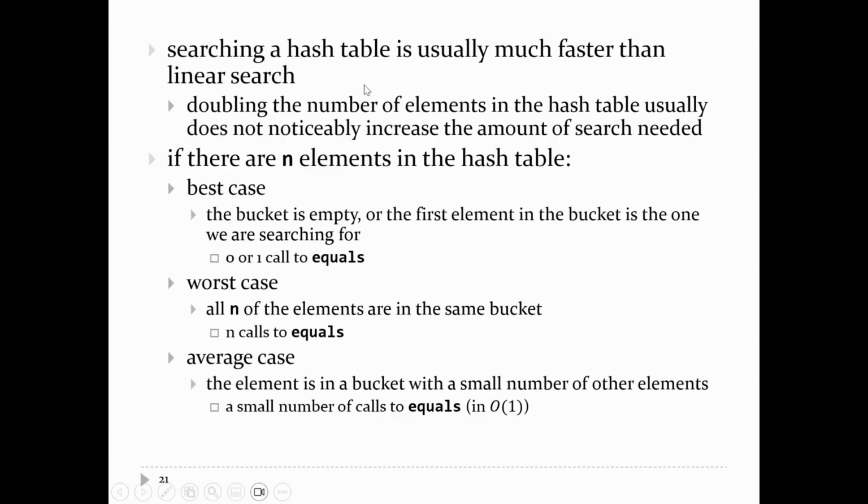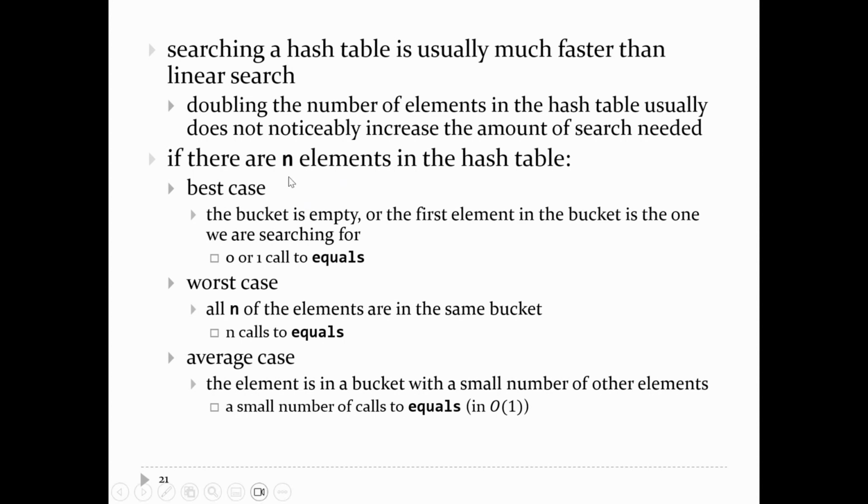Okay, so searching a hash table is usually much faster than linear search. In a well-designed hash table, under certain assumptions, the number of elements in the hash table does not affect the amount of time needed to search the hash table. So it's constant time.